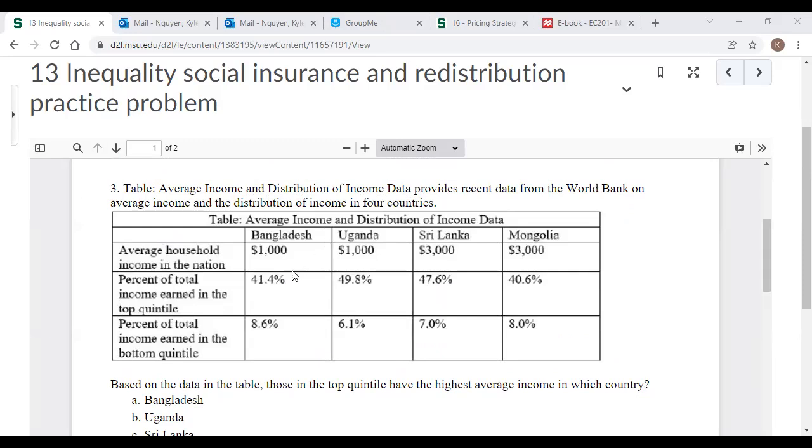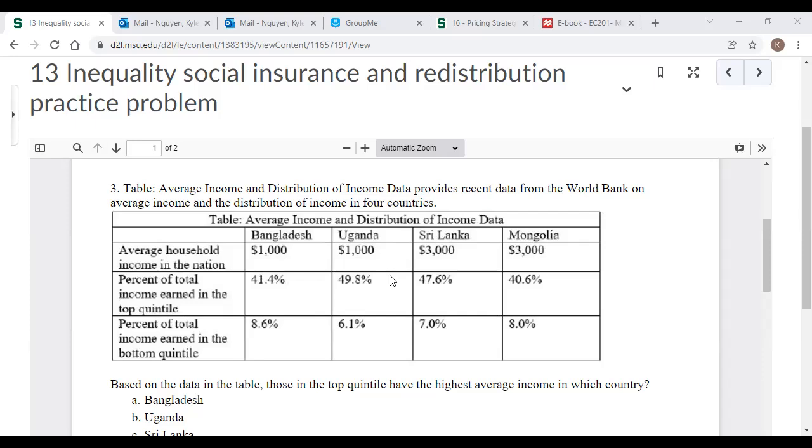Okay, already we can mark Bangladesh and Mongolia off. And why is that? It's because even among the $1,000 average income, Bangladesh lags behind Uganda in terms of total income earned by the top quintile. Sure, average income's the same, but Bangladesh's top quintile earns a lot less than Uganda's top quintile. The same thing with Mongolia. Sri Lanka's top quintile simply owns more than Mongolia's. So we can already mark off Mongolia and Bangladesh. Really the only actual debate is between Sri Lanka and Uganda.